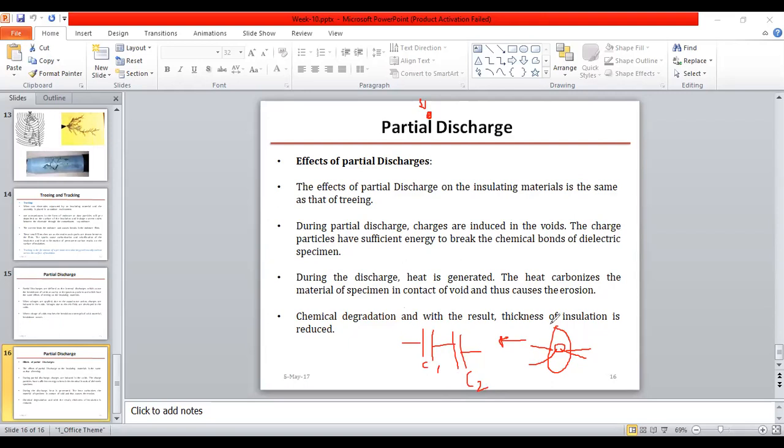The more voids there are, the greater the chances of partial discharge, because hot spots will occur and reduce the thickness of the insulation, and ultimately lead to complete rupture or complete breakdown. So that was all about the breakdown theories of solid dielectrics, and thank you for the moment.